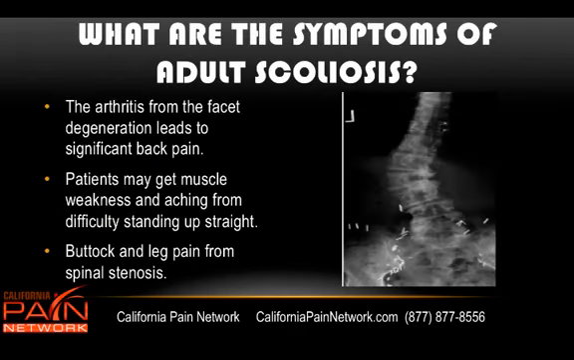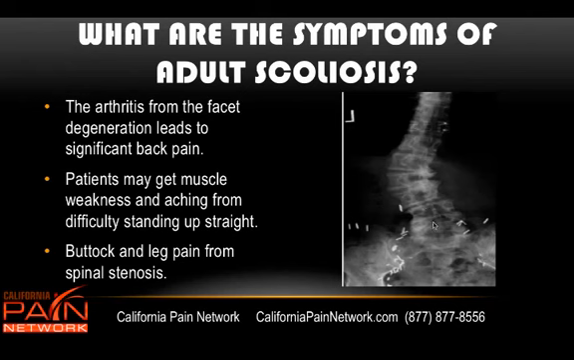What are the symptoms of adult scoliosis? Well, the arthritis in the facet joints, those small joints in the back of the spine, can lead to significant back pain. Patients may also get muscle weakness and aching from difficulty standing up straight due to the arthritis, and you may also get buttock and leg pain from spinal stenosis.